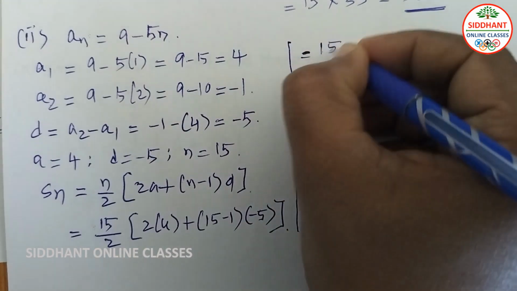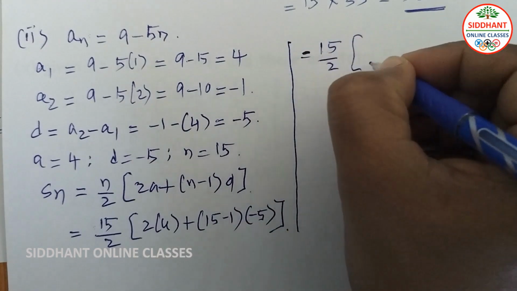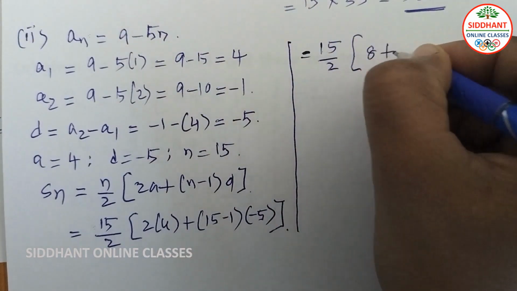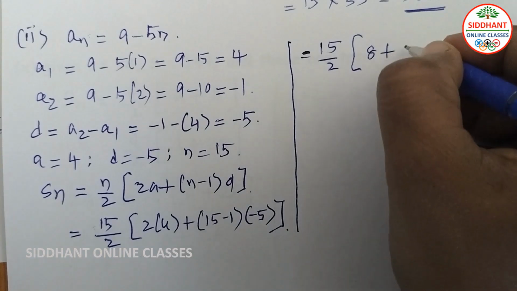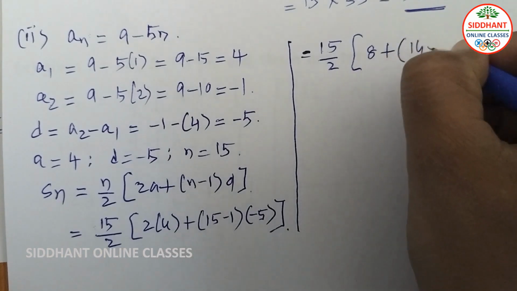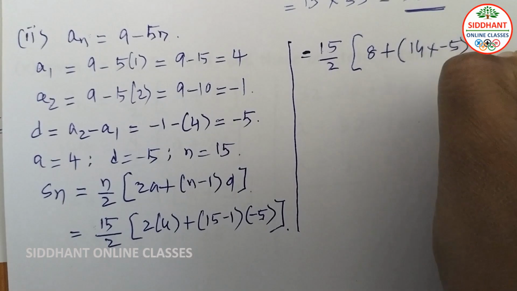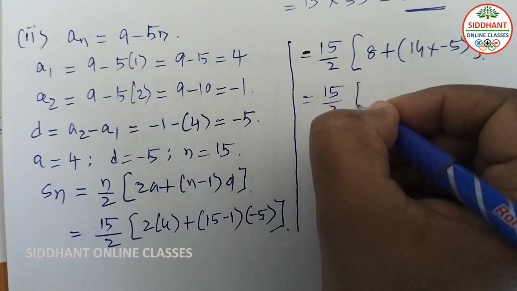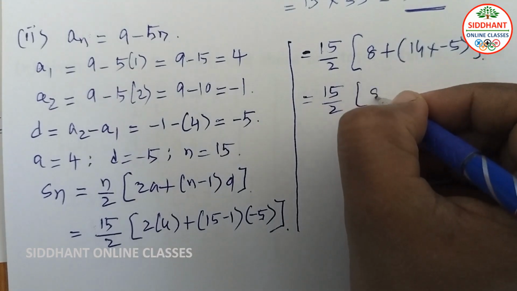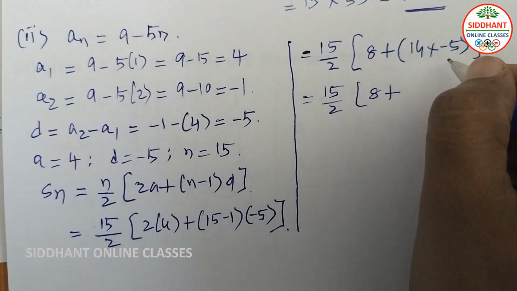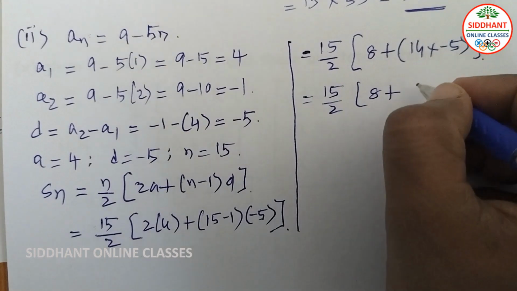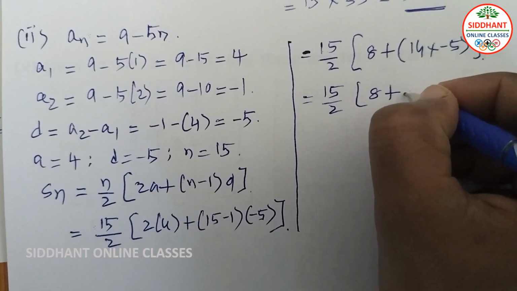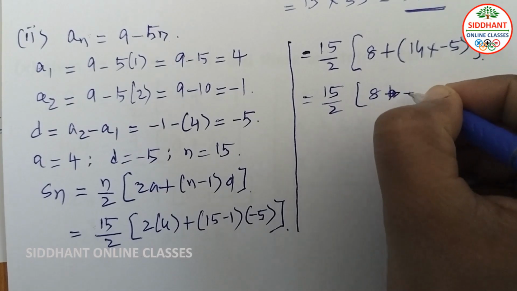So 15 by 2 into 2 into 4, which is 8, plus 15 minus 1, which is 14, into minus 5 here. So that equals 15 by 2, 8 plus 14 into minus 5, which will be minus 70, plus into minus minus.